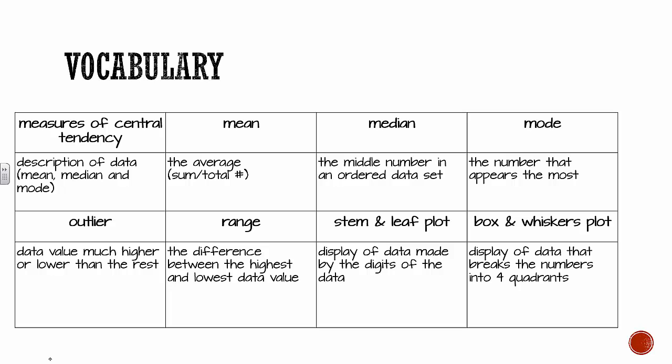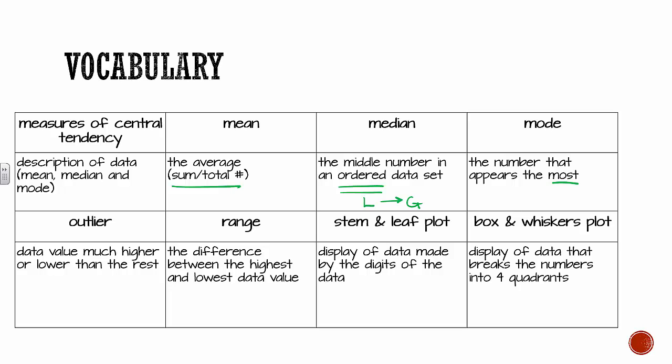Measures of central tendency are a description of data points. These measures of central tendency are mean, median, and mode. Your mean is the average. You take the sum of all your data points, so you add them all up, and you divide by the number of data points you have. A median is the number in the middle when you order the data set, and it has to be ordered from least to greatest. And then your mode is the number that appears the most. Mode and most kind of sound the same. Easy to remember that one.